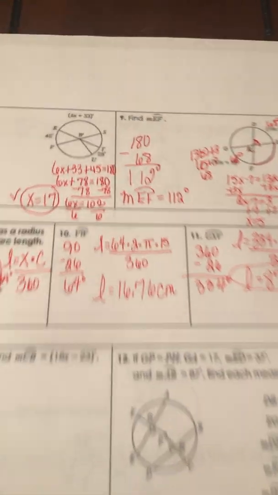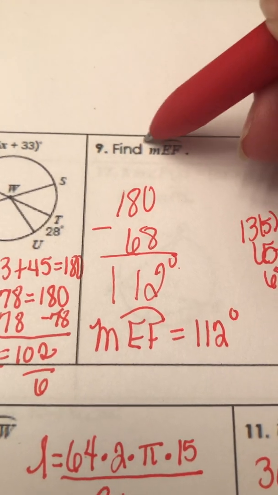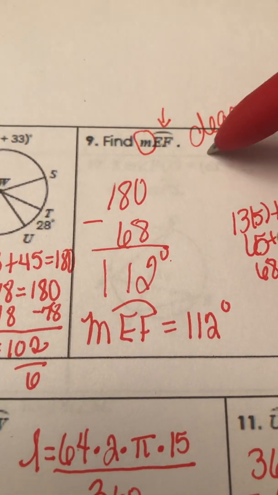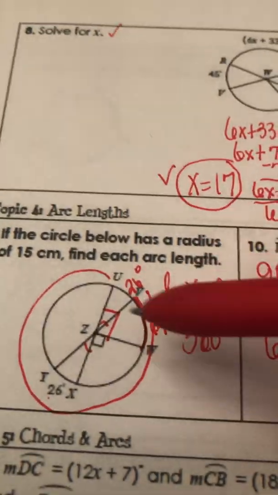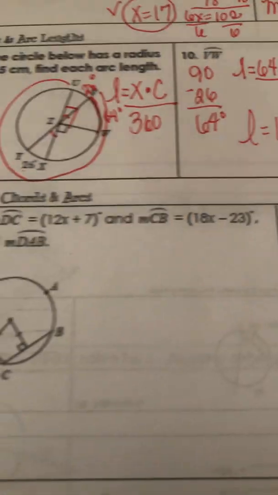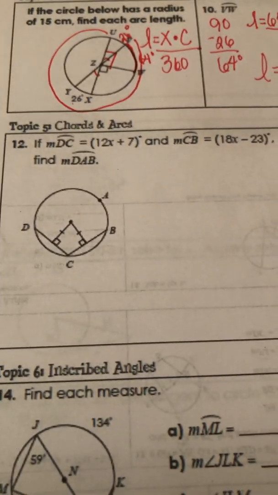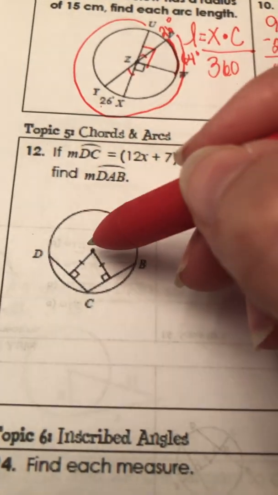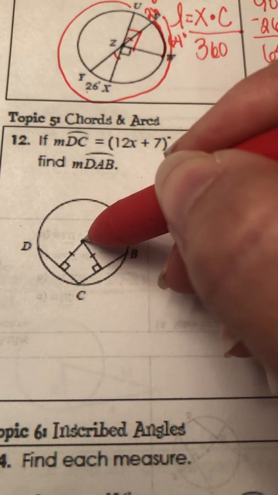Okay, so again, when you see M in front of your arc, that means to find the degree of the arc. When you find the length of the arc, that's when you use your formula. Now the next section, number 12, is chords and arcs. Okay, so remember what we talked about.